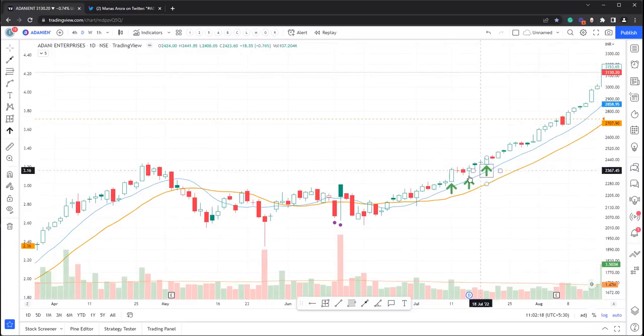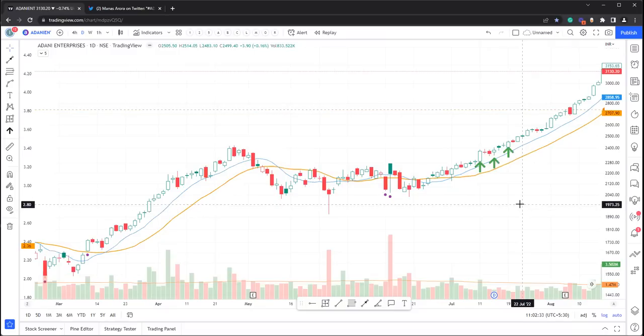3015, and I bought around 2313. Whatever portion I was left with, I made 30 times on that portion and 25 on some portions. So like that, I was selling on the way up. And this is how I got a good move.